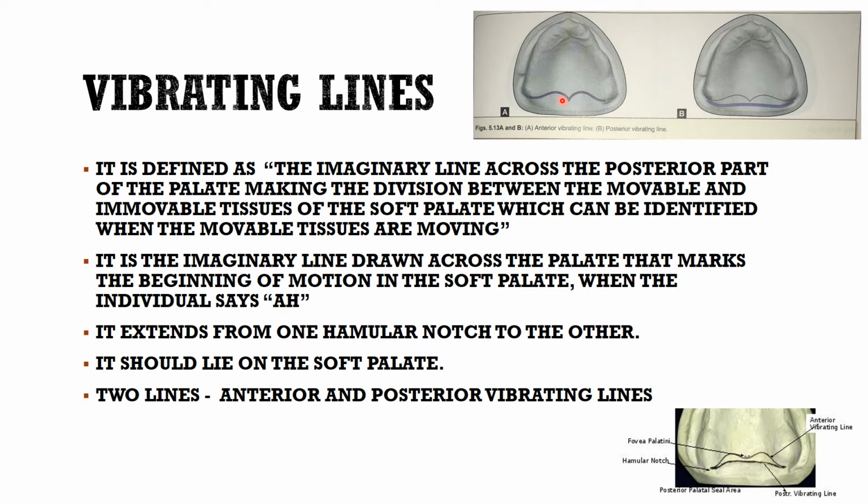The soft palate has two parts, slightly movable tissues and definitely movable tissues. So you're dividing these two by this vibrating line. It is the imaginary line which is drawn across the palate that marks the beginning of the motion in the soft palate, when the individual says ah. So you ask the patient to say ah.